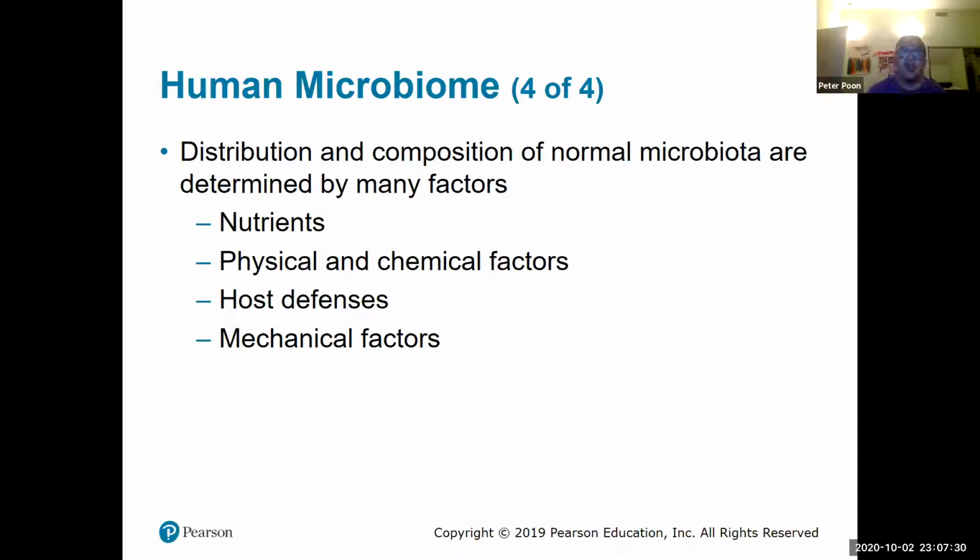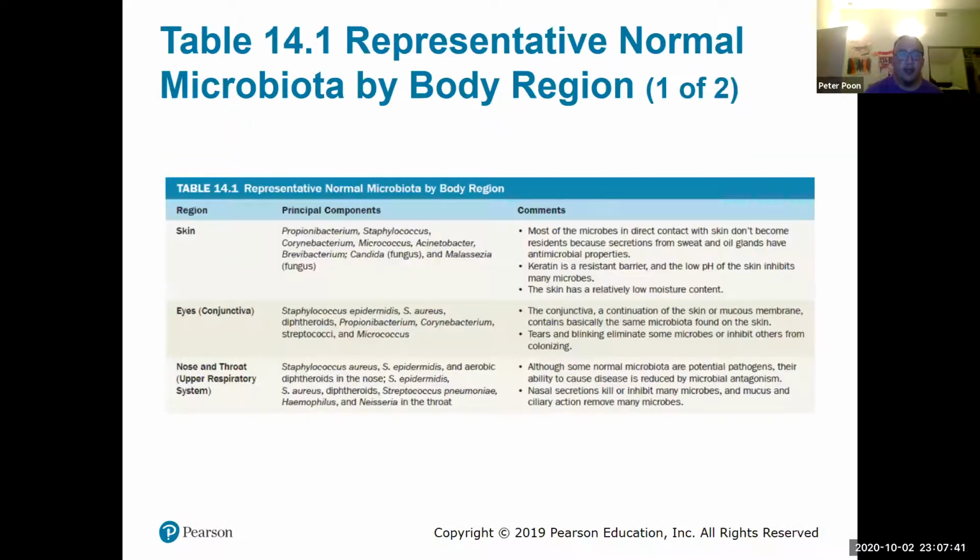The distribution and composition of the normal microbiota are determined by many factors: nutrients, physical and chemical factors, health defenses, and mechanical factors. So you can see where they all are.